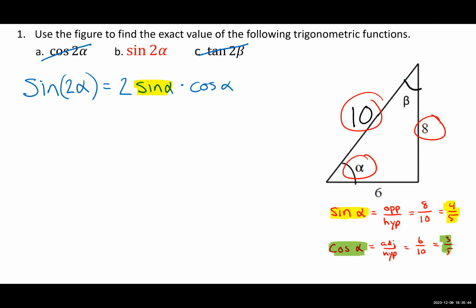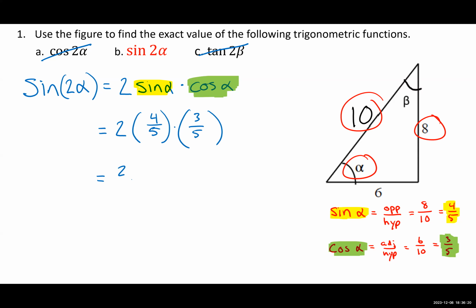Cosine of alpha is right there. All right, so this shouldn't be too bad. The sine of 2 alpha is, let's go back to blue, equal to 2 times the sine of alpha, which is 4/5, times the cosine of alpha, which is 3/5.